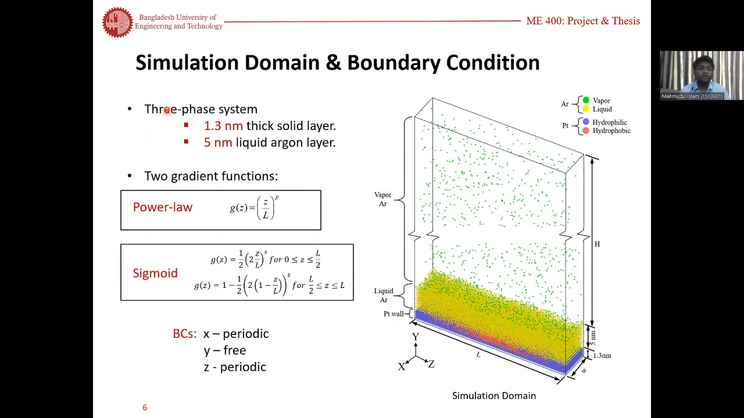Now, this is our simulation domain. And our simulation domain is a three-phase system. There is a platinum surface at the bottom of the domain. Above it, there is liquid argon, and the rest of the simulation domain is occupied by vapor argon. We have used two different gradient functions, which is power law and sigmoid function. In our boundary condition, as we can see, x and z direction are periodic, and y direction has been kept free.